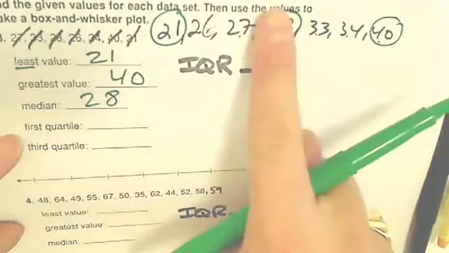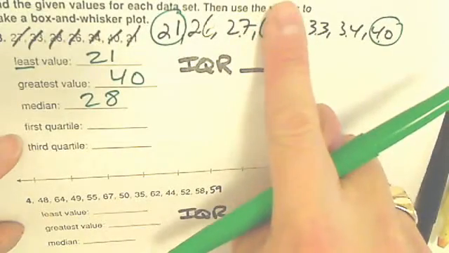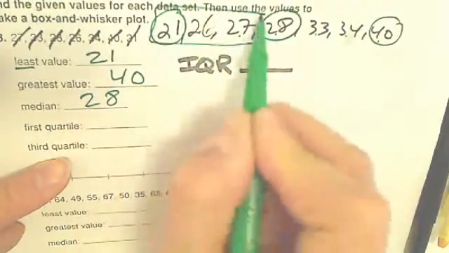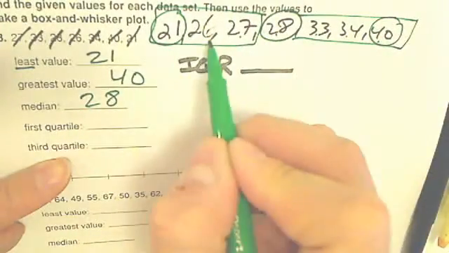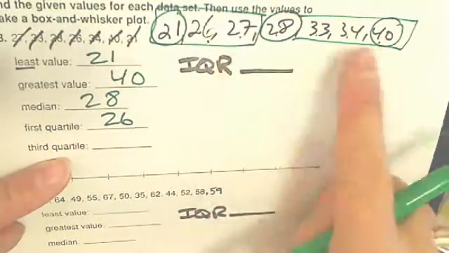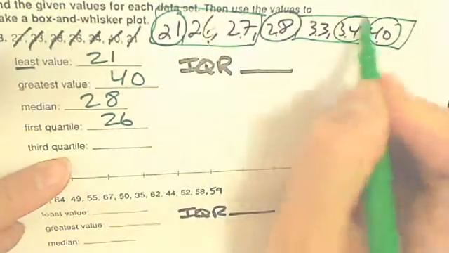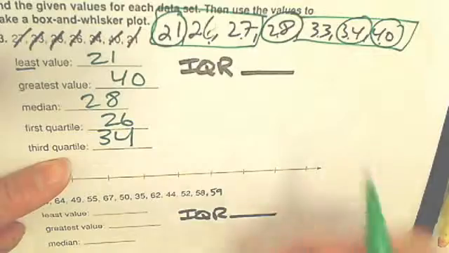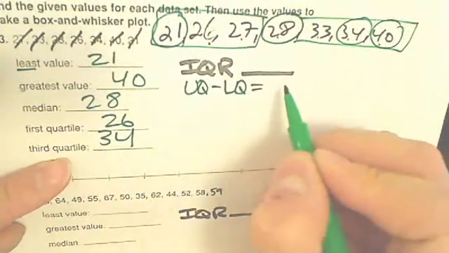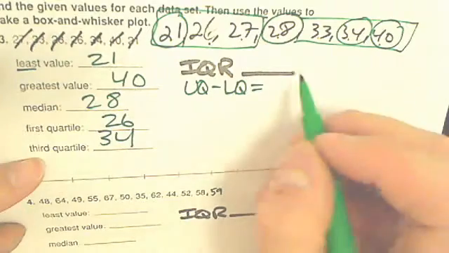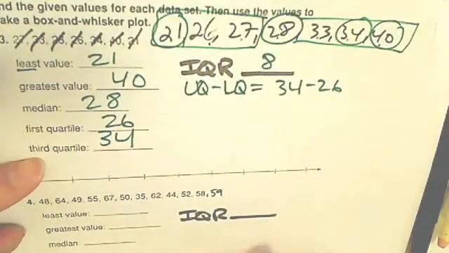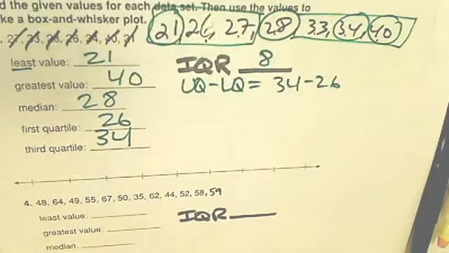What's the middle of the low? 26, because this is the middle. There's your box right there, and there's your box right there. So 26 is your lower quartile. That's the middle of the low. And middle of the high? 34. Your range is UQ minus LQ. 34 minus 26 is 8. Your range is 8. Not too bad.